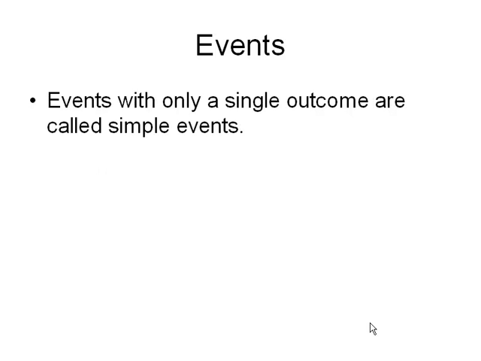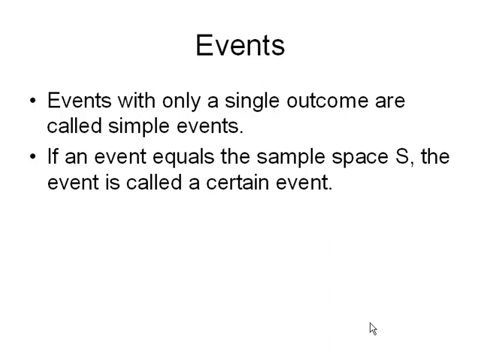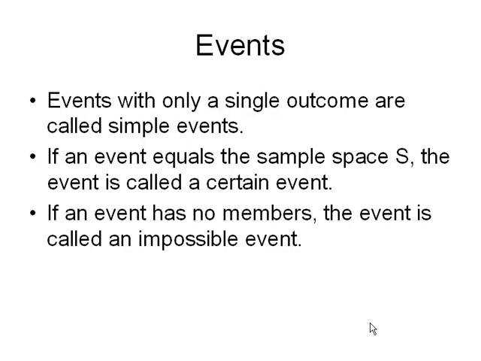So like we said before, events that have only a single outcome are called simple events. If an event equals the sample space S, then that event is called a certain event. In other words, that event is certain to occur. So if you said that the event you were interested in is that you get a 1, 2, 3, 4, 5, or 6, that's certain to occur on this experiment when you roll the die. An event that has no members is called the impossible event. So if I said rolling a 7, there's no possible way to roll a 7, so that event would be the empty set, and since it's impossible, we'd call it the impossible event.